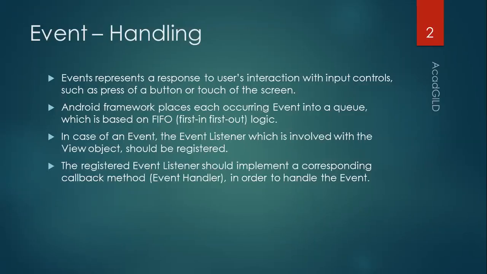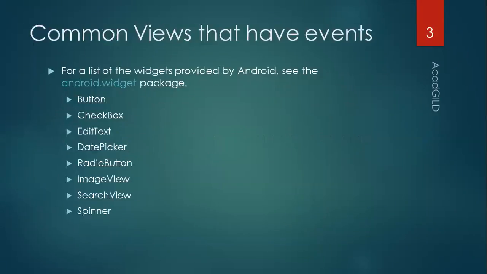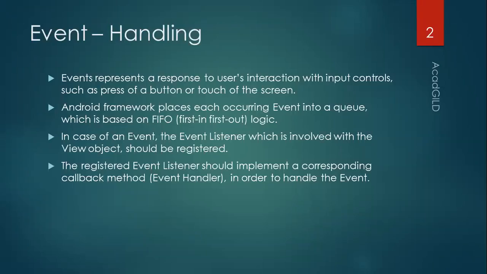Now, when somebody clicks on that particular button, something has to be performed. Is that clear? Yes, sir. And now, how do you identify whether a button is clicked or not? So we'll see here. I have a few points mentioned here. An event is something which represents a response to the user's interaction with input controls. So what do you mean by the first statement?